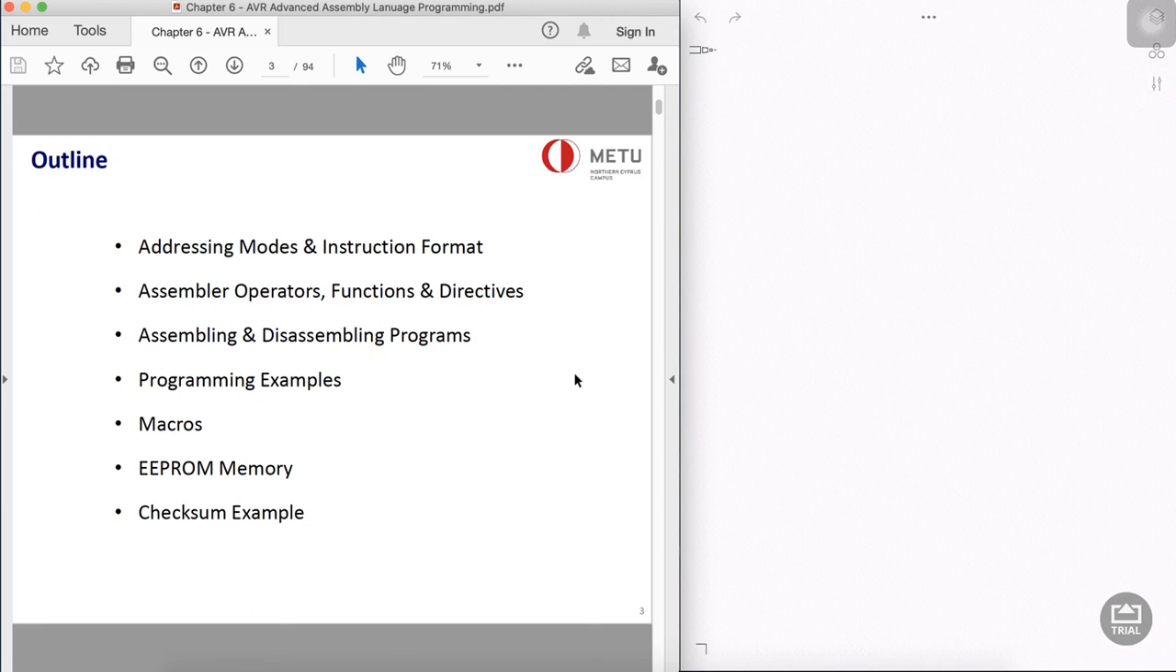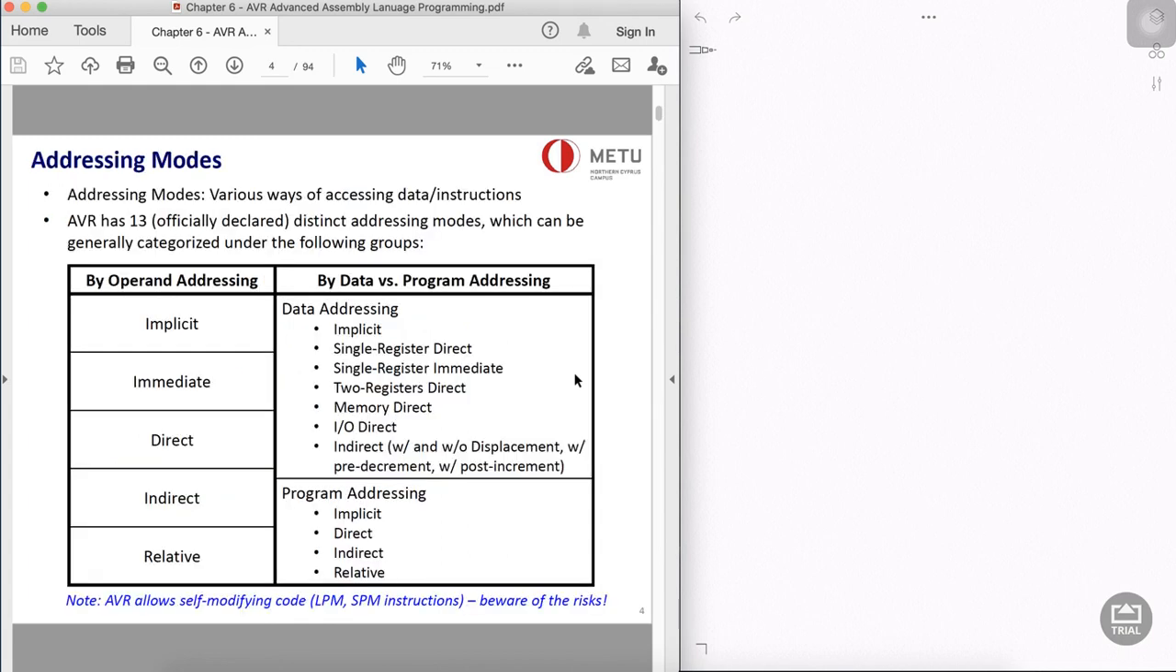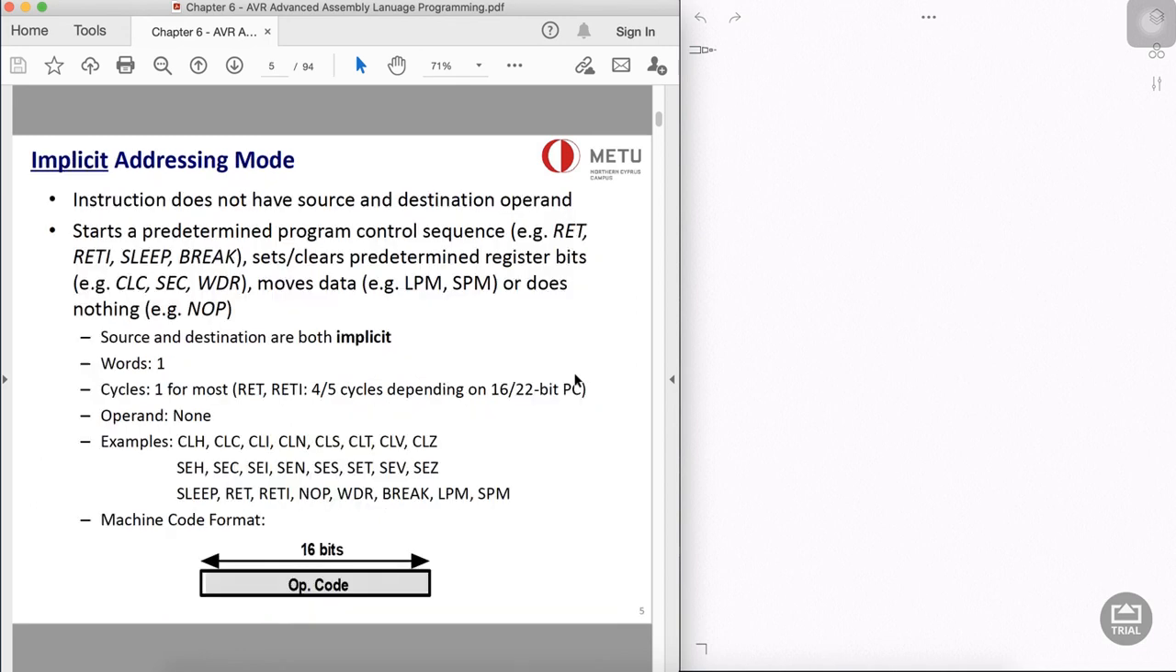Now, the AVR provides a total of 13 distinct addressing modes, which we are going to see in this chapter. The implicit ones, the immediate, direct, indirect, relative. So we can compare them by data addressing or program addressing. Those are some of the categories that we are going to touch in a bit, and we are going to see examples of different instructions which belong to different categories. So we'll start with the implicit addressing modes.